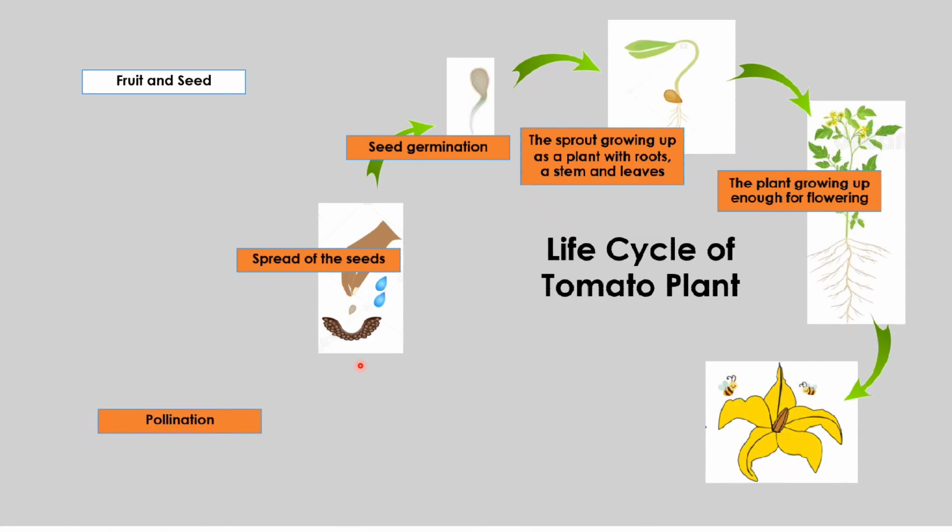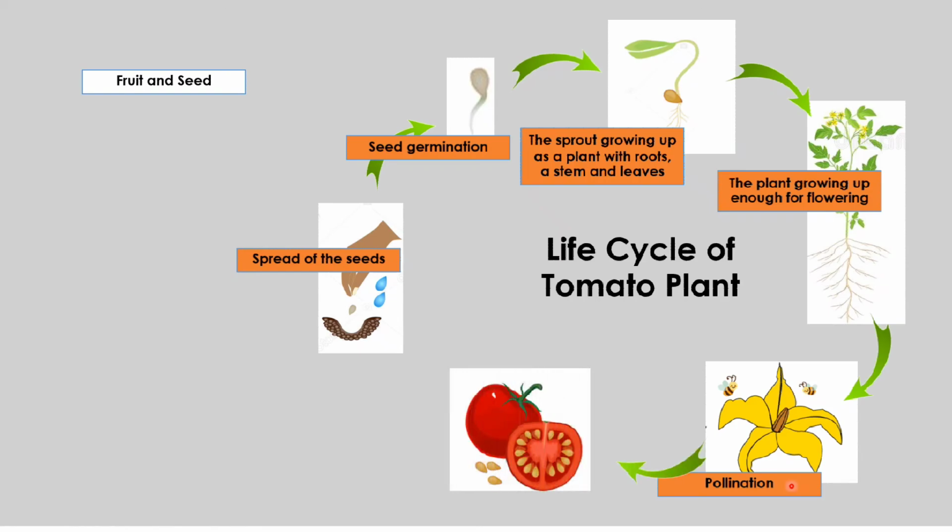It's pollination. So we have self-pollination, or we have cross-pollination. For example, we have the bees, they help the flowering plant to pollinate. And we have the last one, which is the flower will become fruit and seed. That's the time again we are going to spread the seeds again in the soil.